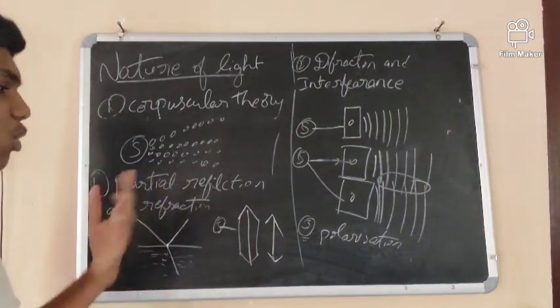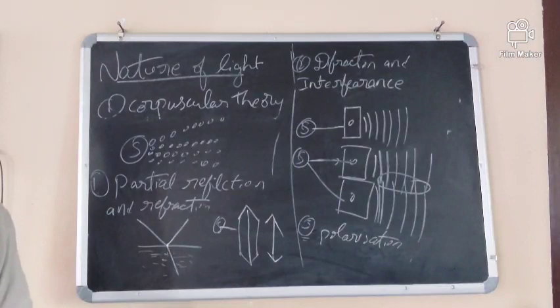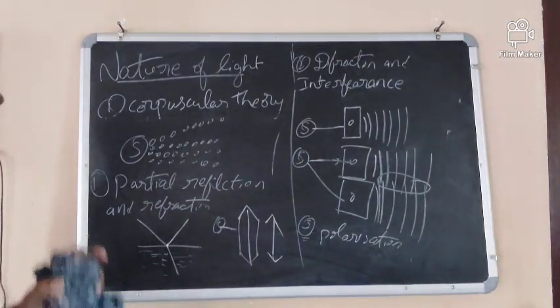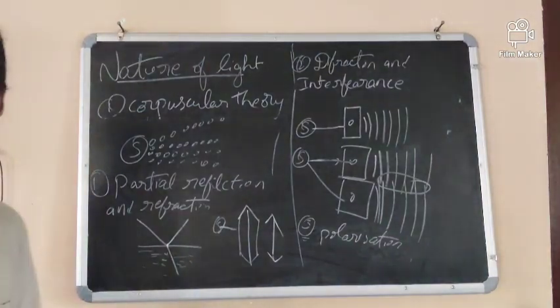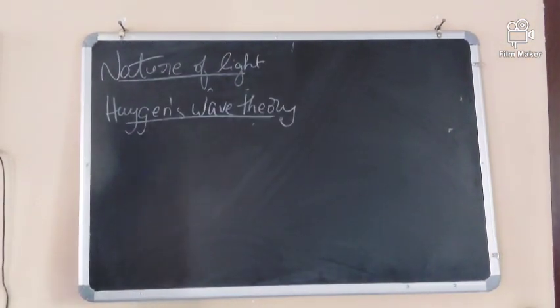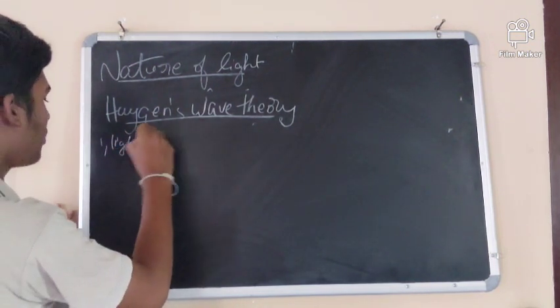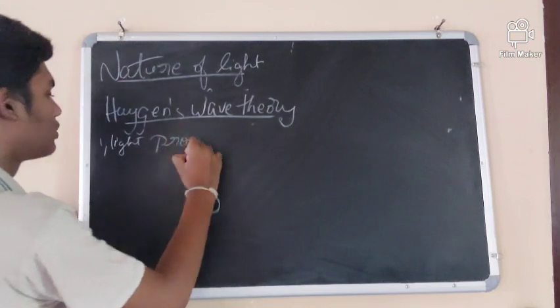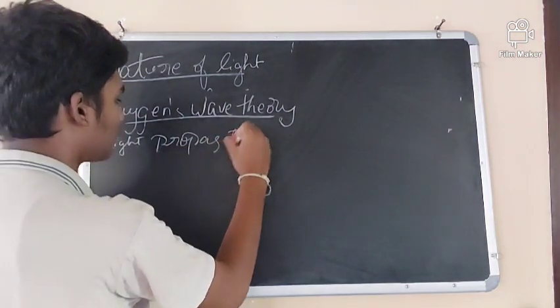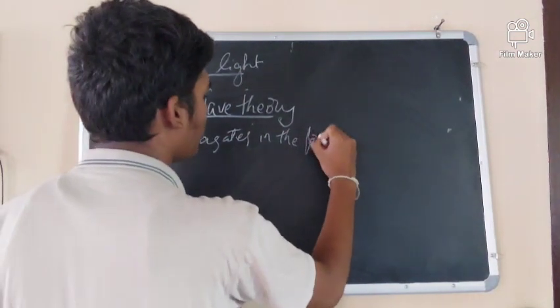Okay, this is polarization. About these processes you will learn in physics, wave optics more deeply. Okay, it does not explain diffraction, interference, polarization, partial reflection and refraction also. Okay, Huygens wave theory. He said that light propagates in the form of wave.